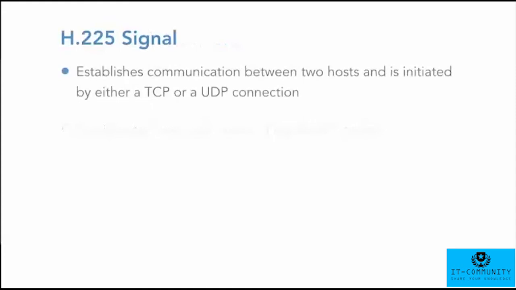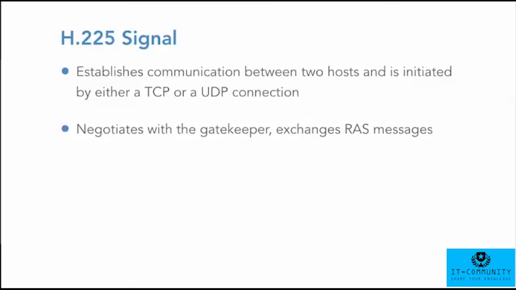An H.225 signal establishes communications between two hosts, which is initiated using either a TCP or UDP connection. This contains the Registration, Admission, Status protocol and negotiates with the gatekeeper and obtains the information of the endpoint it is attempting to contact in order to establish the call.